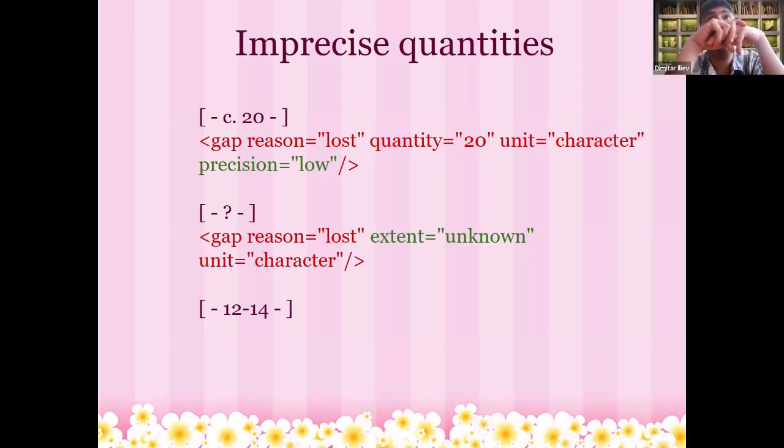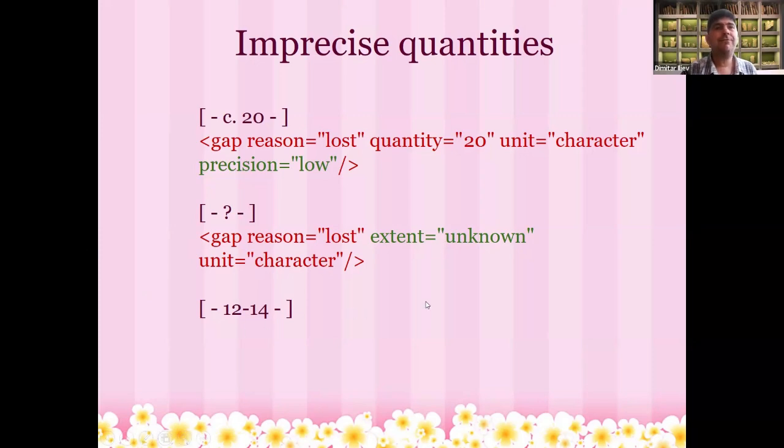And so because of the nature of the inscription, the nature of the text itself, you don't know if in the part which is lost, we have 2 or 20 names more missing. But in this case, you simply use gap, reason lost, extent unknown, and unit, character, or line.